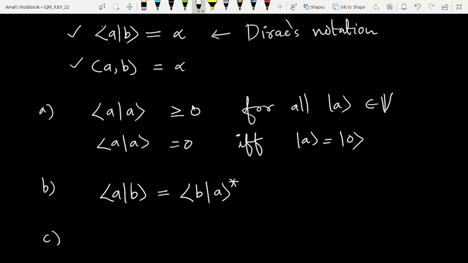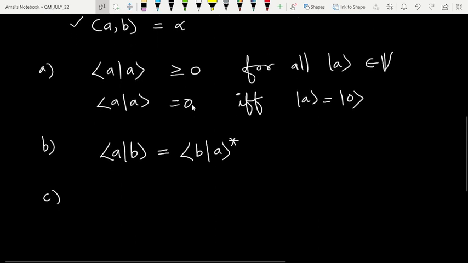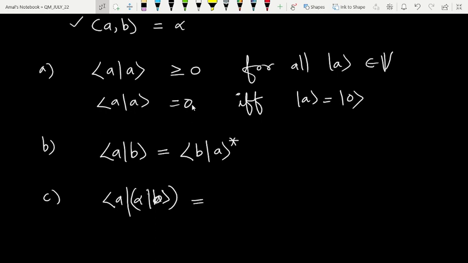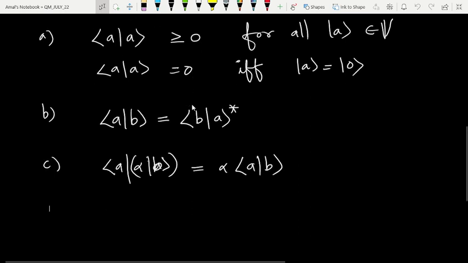And the third property is that the inner product of A with a scalar alpha multiplied with another vector B is equal to alpha times the inner product of A with B. That is, if a scalar is multiplied with this second vector, this scalar can come out.